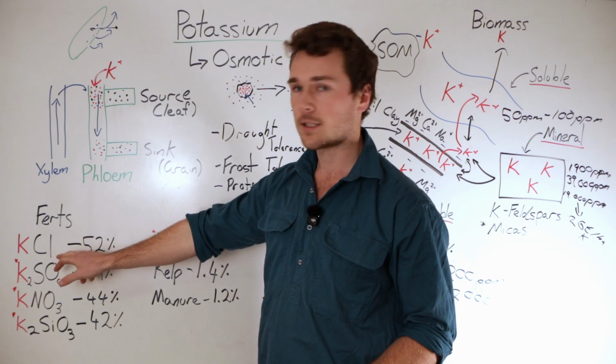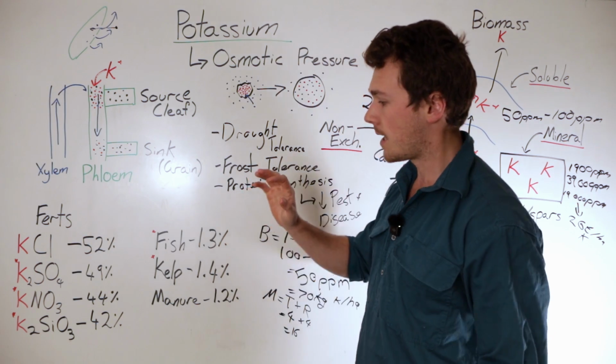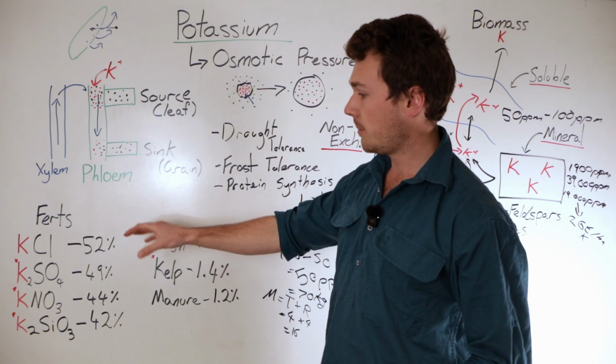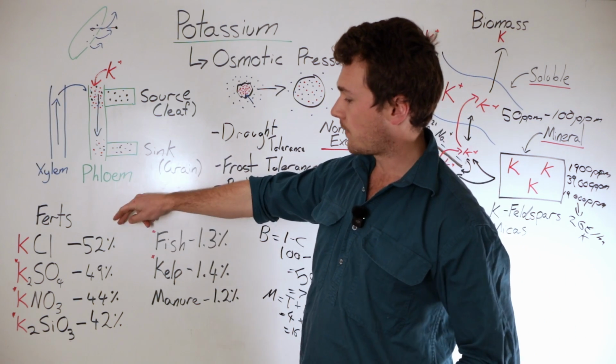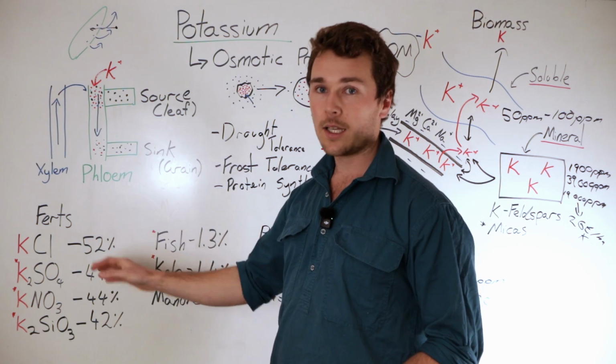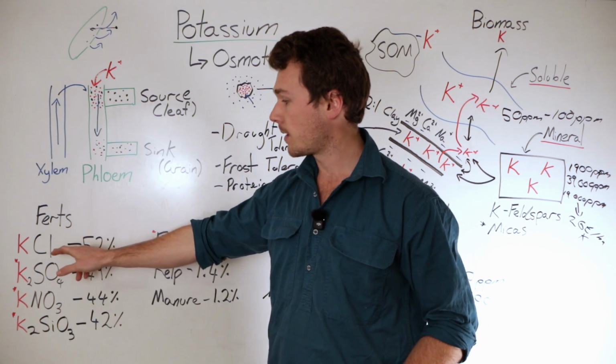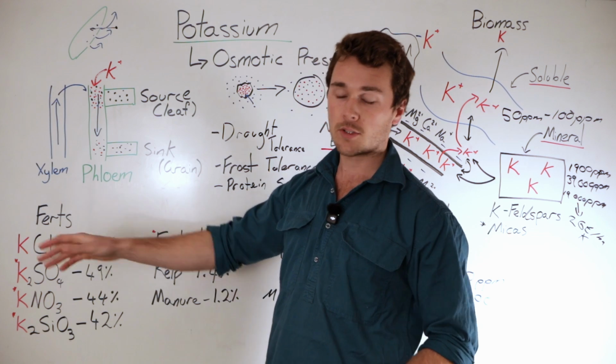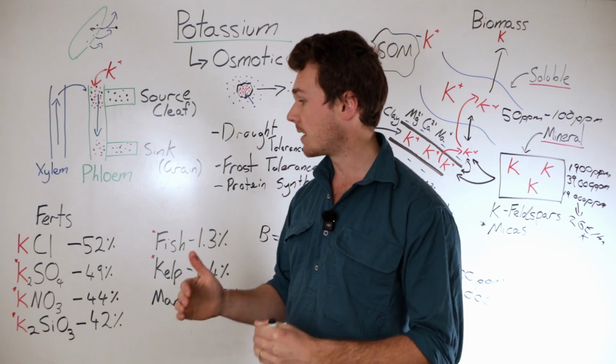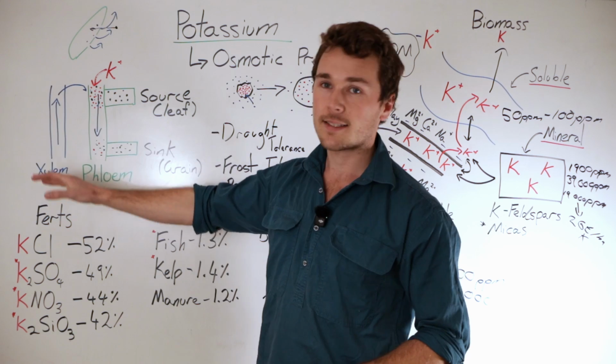So the first one, calcium chloride. This is probably one of the worst options. It's cheap, but it's also nasty. This 52% potassium is quite high. It's also quite cheap, but you're applying chloride to your soil. Chloride is going to increase effectively the salinity.